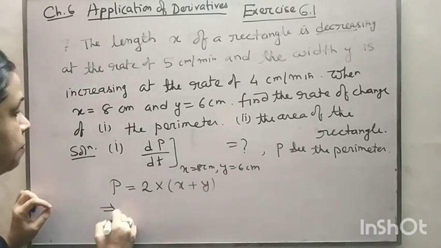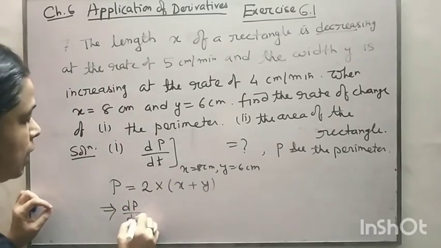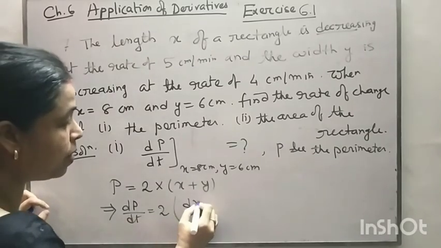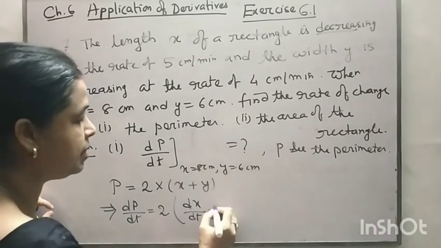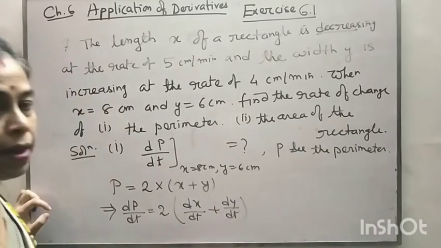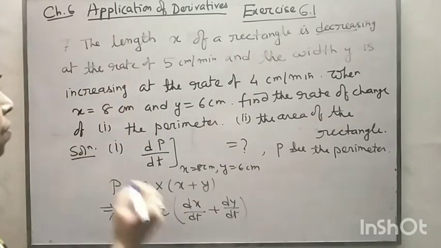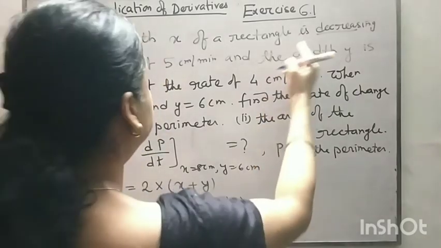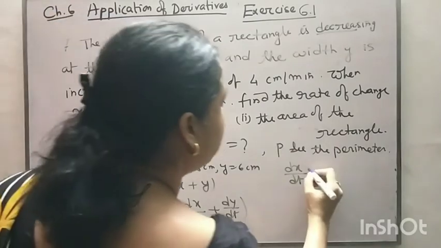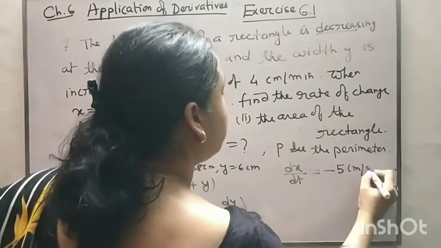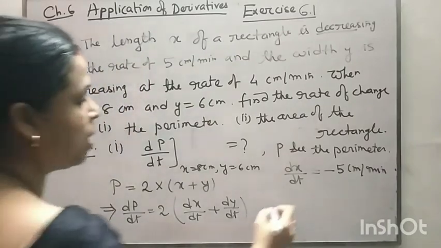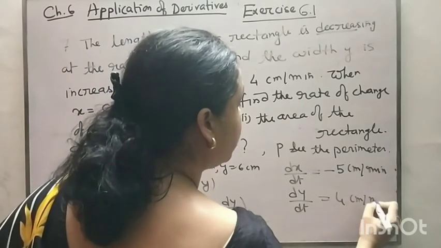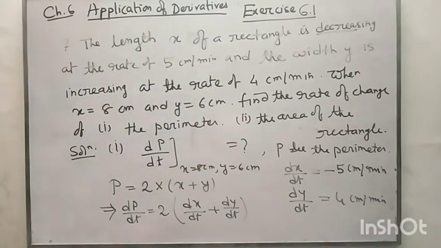So take the derivative with respect to time. So dP/dt equals 2, which is constant, times d/dt of x plus y. What is the d/dt of x plus y? Simply the u plus v rule: dx/dt plus dy/dt. Now what is given? Sorry, I forgot to write down what is given. Here you can write down: dx/dt is given as decreasing, x is decreasing at the rate of 5, so decreasing means minus 5 cm per minute. First you have to write down these things. And dy/dt is given as increasing 4 cm per minute.